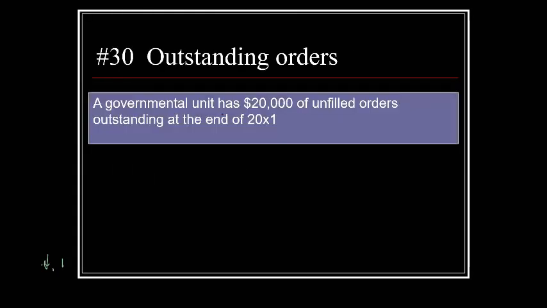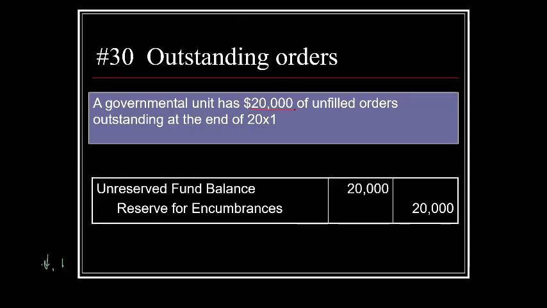It is the outstanding order. For example, the government has $20,000 of unfilled orders outstanding at the year end, which means we made an order but we did not receive yet the thing that we already ordered. So we say the unreserved fund balance will decrease. Part of the resources from the unreserved fund balance will decrease because the nature of the unreserved fund balance is credit, and the reserve for encumbrances will be credited. So I reserved, I set aside part of the unreserved fund balance as a reserve for encumbrances related to this $20,000 of the unfilled order.